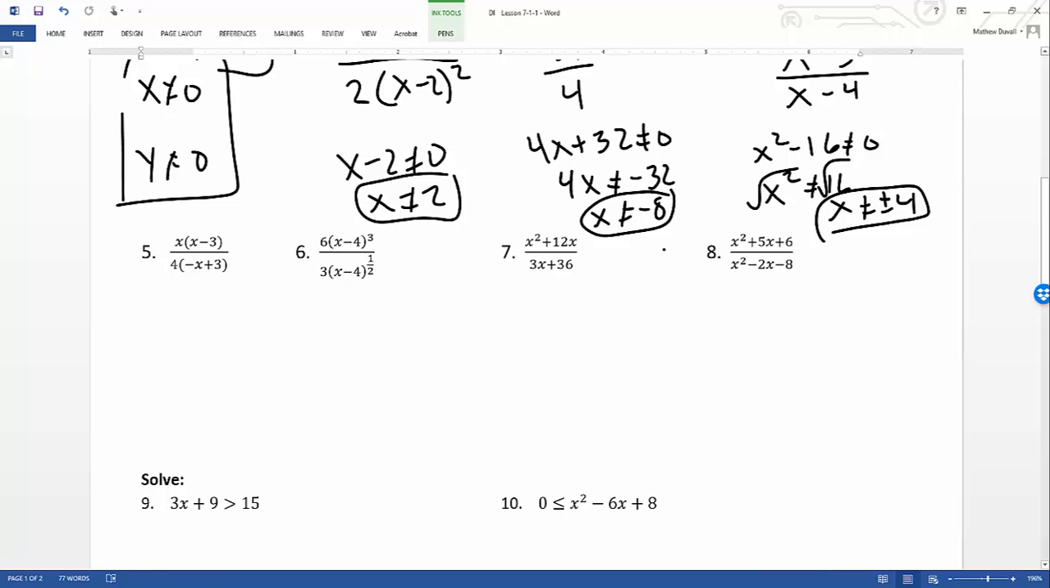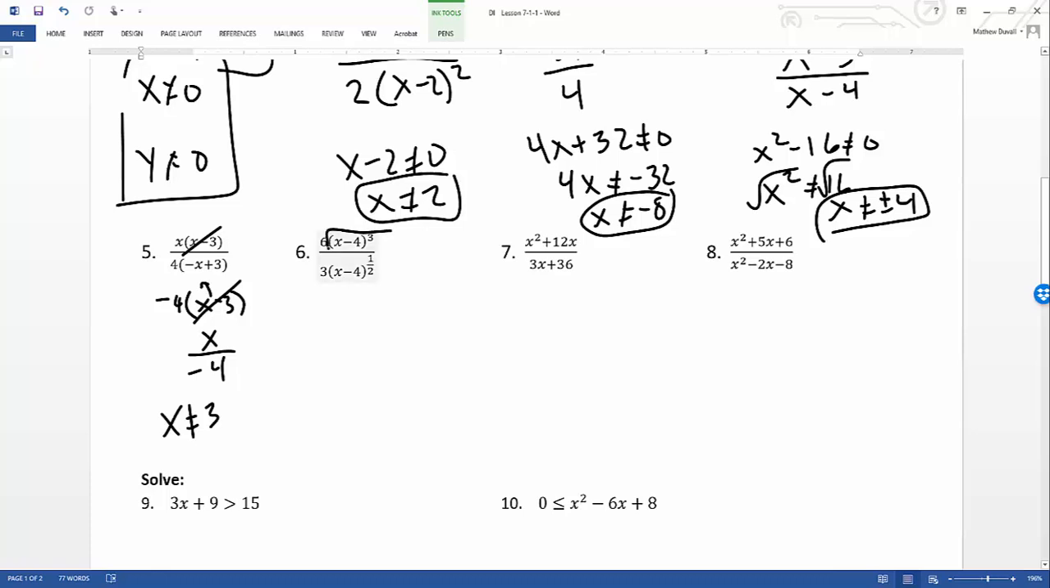Now, some of the more difficult ones. For this one right here, it looks like nothing can cancel out because the factors aren't the same. Right? The x minus 3 and I have a negative x plus 3, but I can factor out that negative. And if you factor out that negative, it looks like that. The negative x goes positive, the positive 3 goes negative. So the x minus 3's cancel out, and so they end up getting x over negative 4. And then x cannot equal 3.